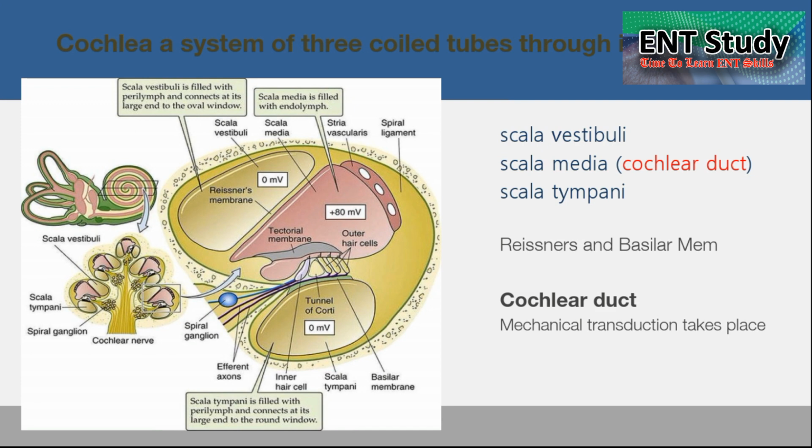It contains endolymph, which is rich in potassium, and it helps in building the endocochlear potential. And scala vestibuli is filled with perilymph, and it connects at its larger end to the oval window. Scala tympani is also filled with perilymph and connects at its larger end to the round window. The cochlear duct is where the mechanical transduction takes place.